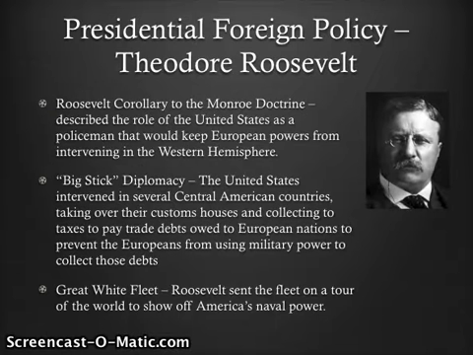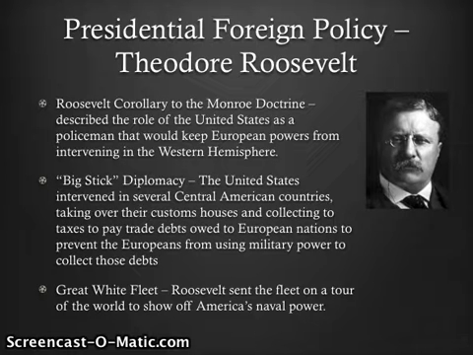So let's talk about Theodore Roosevelt a little bit. His foreign policy was sometimes called big stick diplomacy. He also had what was called the Roosevelt Corollary, or addition to the Monroe Doctrine. And if you remember back to the Monroe Doctrine, it said that Europe should stay out of Latin American affairs so that the U.S. could be involved. And so what it did was it described the role of the United States as a policeman that would keep European powers from intervening in the Western Hemisphere. So if a Latin American country owed a European country money, then the U.S. would collect that money and then give it to the European country for them, so the U.S. would have the major role in Latin America.